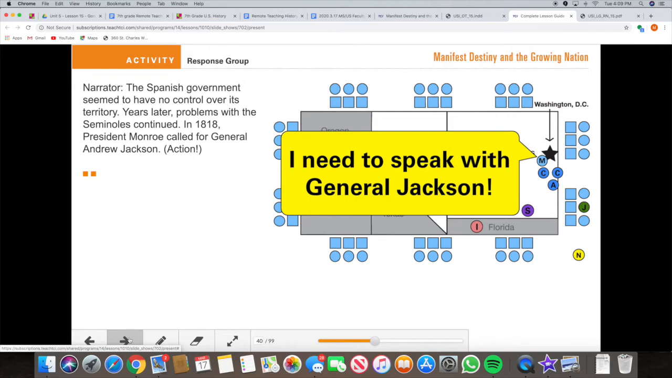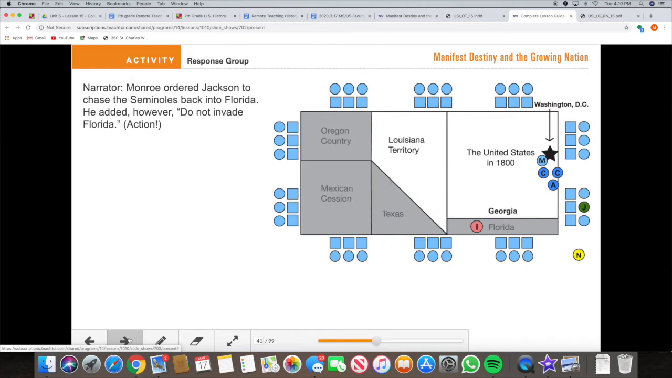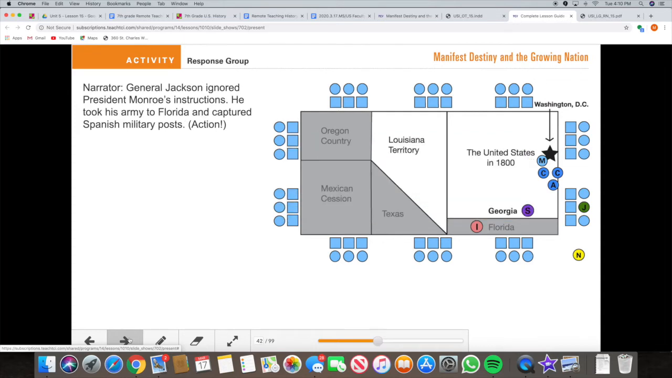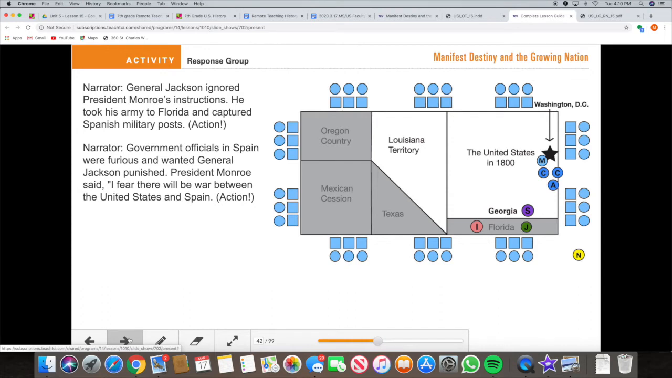Years later, problems with the Seminoles continued. In 1818, President Monroe called for General Andrew Jackson. "I need to speak with General Jackson." Monroe ordered Jackson to chase the Seminoles back into Florida. He added, however, "Do not invade Florida." "Chase the Seminoles back into Florida, but do not invade Florida." Government officials in Spain were furious and wanted General Jackson punished. President Monroe said, "I fear there will be war between the United States and Spain."